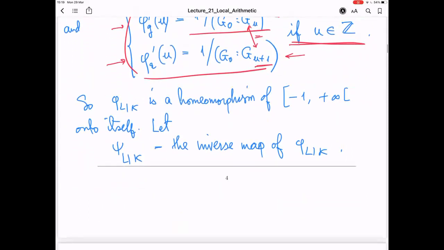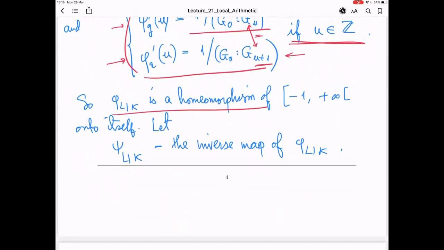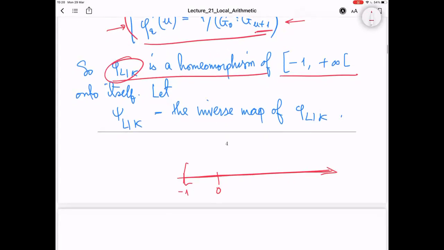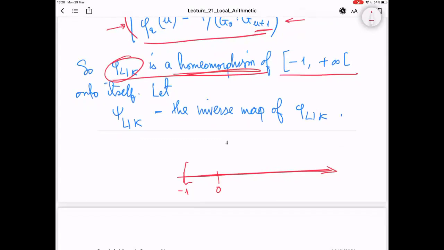Okay, so all this says that this function phi is a homeomorphism of this interval -1 to plus infinity onto itself. You have 0 here, -1 here. So it's this interval -1 to plus infinity, and onto itself. That this function phi L over k is a homeomorphism. Of course, that homeomorphism depends upon the extension L over k.